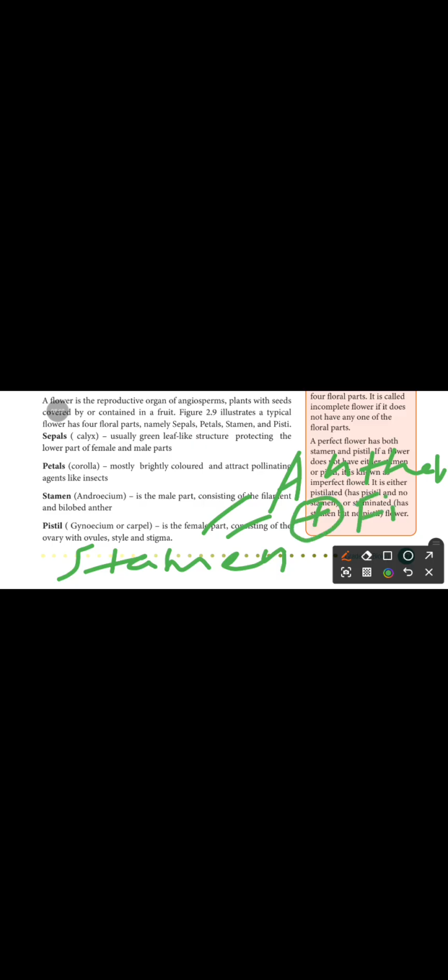So generally, stamen is equal to anther plus filament. So the stamen contains a filament and also an anther. We will see in the picture below.